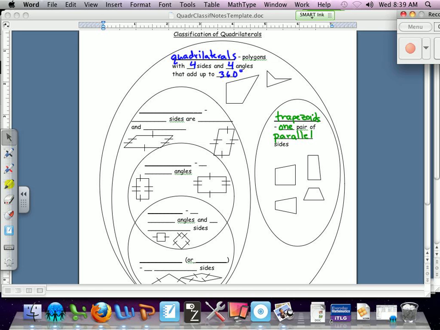Now, this next big oval over here has lots of different examples inside. Does anyone know what all of these could be called? Yes, sir, in the back. Parallelogram. So these are all parallelograms. Anyone want to take a guess at what they all have in common? All parallelograms have what? 2 pairs of parallel sides.